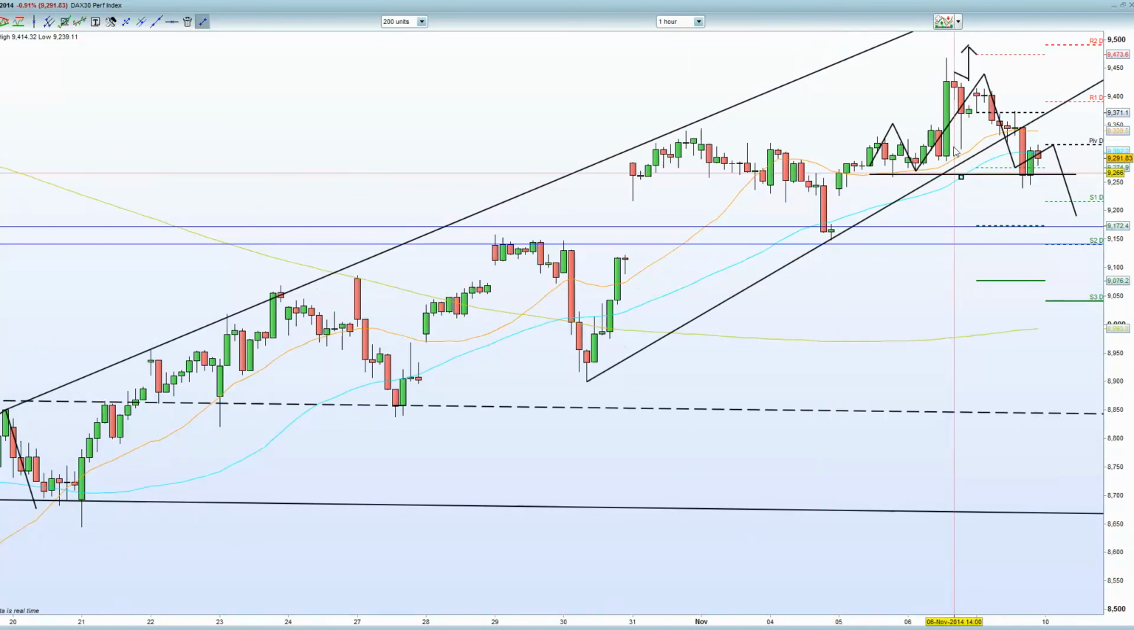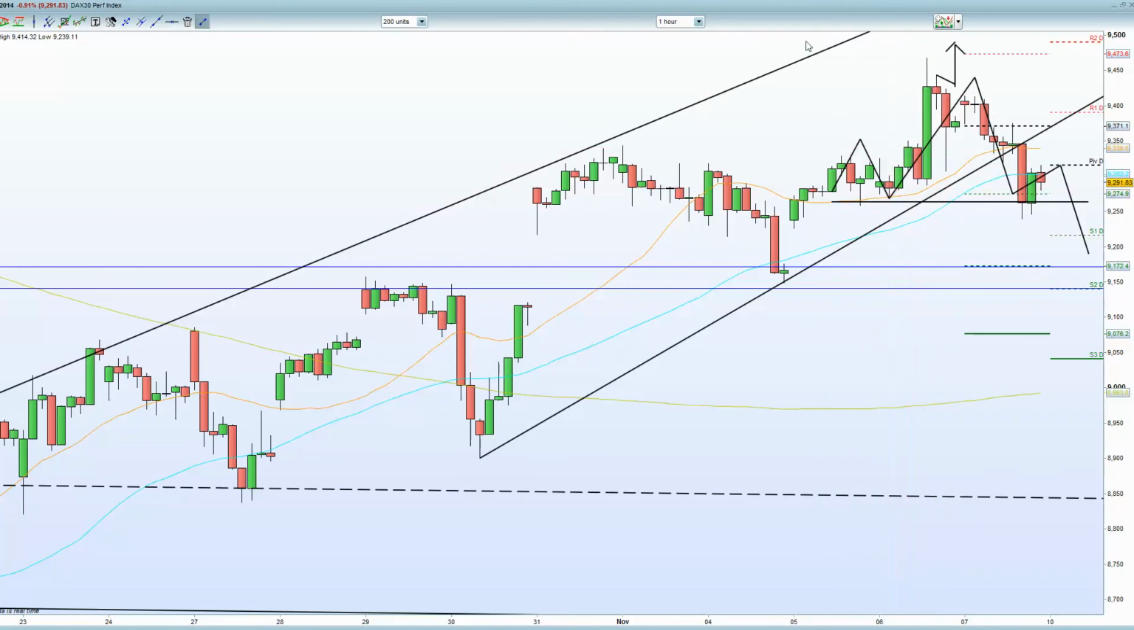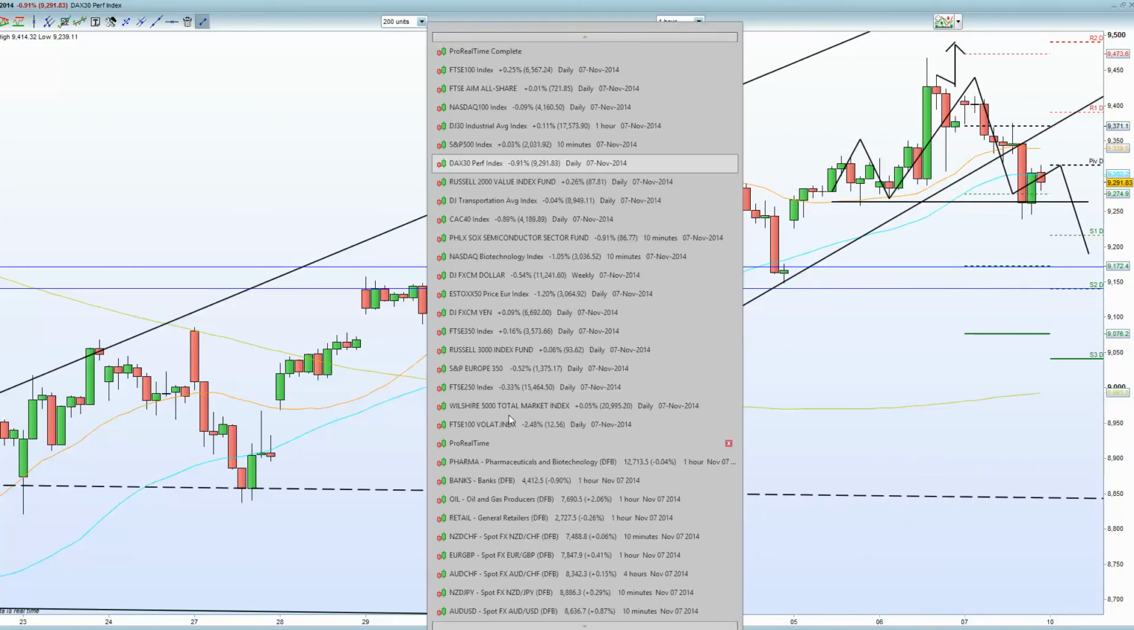Okay, so we've broken out of this, you can call it a contracting rising wedge, etc. Basically broken out of that channel, and certainly a bear flag scenario, and down we go. And the German DAX is reliant upon the Nasdaq.